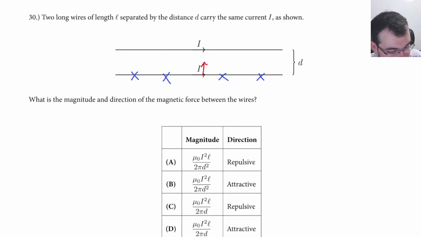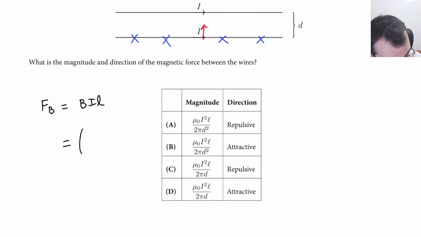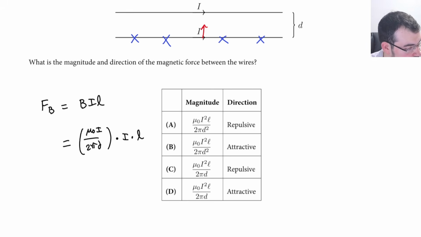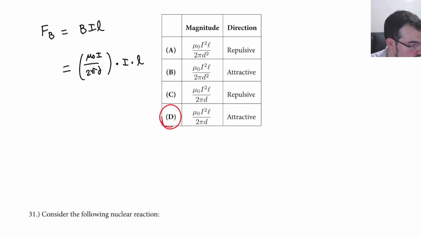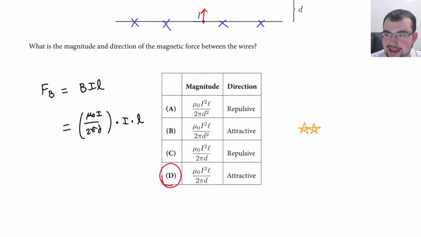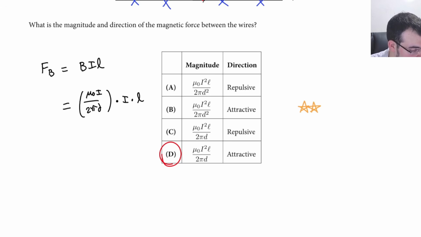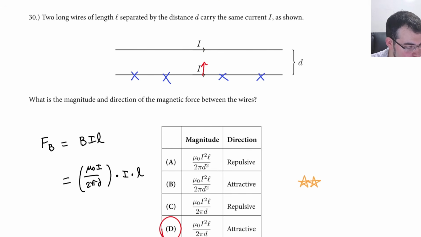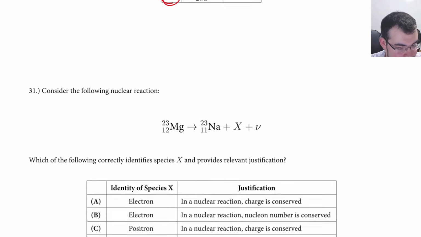Now, what's the magnitude? Well, the force on a conductor is BIL. And what is B? Well, B is caused by a wire. So we get mu naught I over 2 pi r, or d in this case, times I times L. So we get an attractive force that sort of looks like Coulomb's law, except there is no square. So this is that kind of counterintuitive fact that currents attract. Not opposites attract, it's like currents attract.